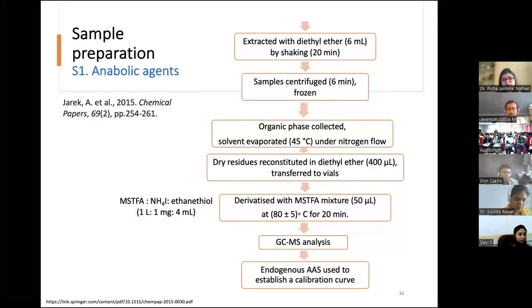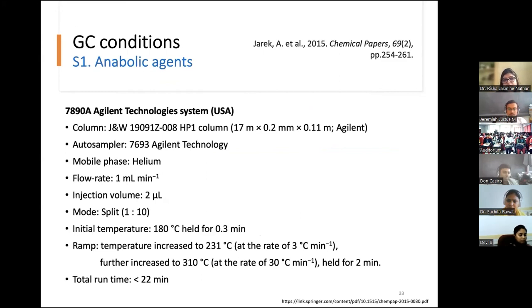The endogenous steroids were used to establish a calibration curve. And then we all know how GCMS calibration curves work. You find the concentration of unknown compound by checking its position on the calibration curve. Okay, so the GC conditions that they used: a column, an Agilent system with an autosampler. The mobile phase used was helium, flow rate 1 milliliter per minute.